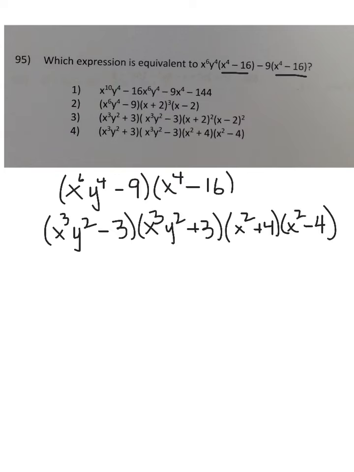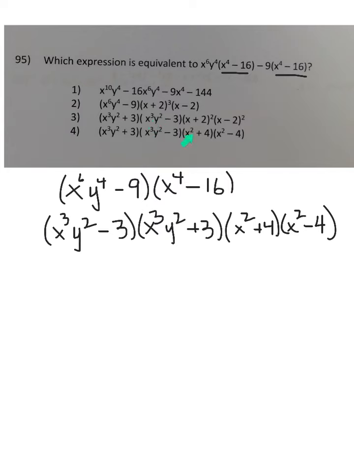Okay, now let's just stop, take a look at what this is asking. Which expression is equivalent? So let me just see if this is here, because if it's one of the answer choices, then I'm just done. Okay, x cubed, y squared minus 3. I've got that right here. And here's the plus 3. I got that right here.